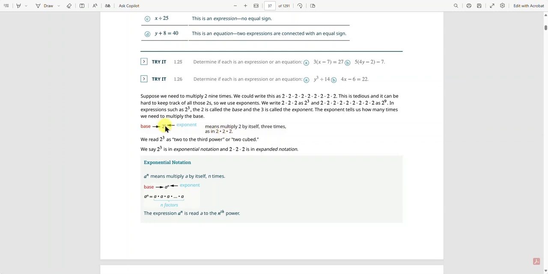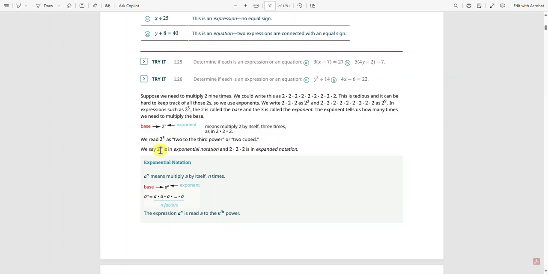Now when we see this, the way that we read this, we learn here. We read this as 2 to the 3rd power. Or we can say 2 cubed. Cubed means to the 3rd power. 2 to the 3rd power. And a short way of saying that is 2 cubed.